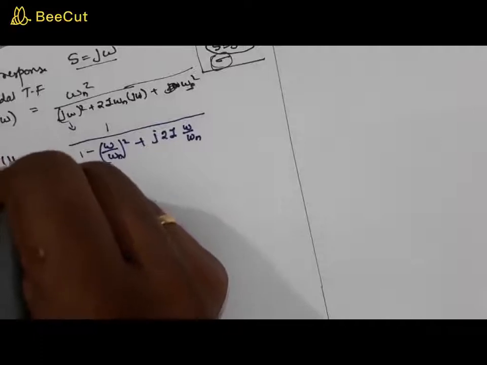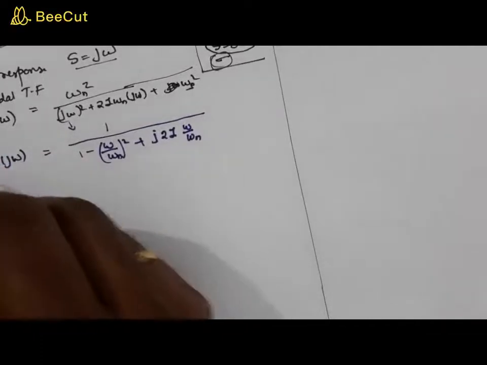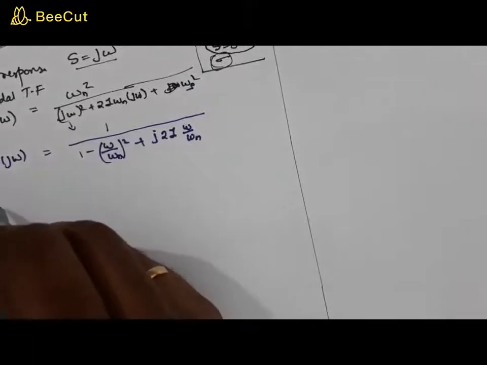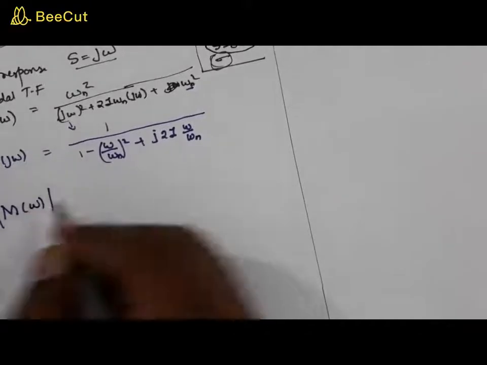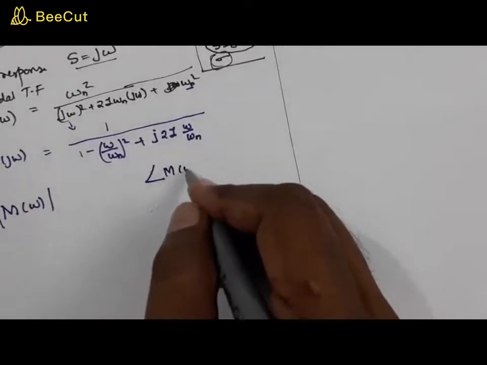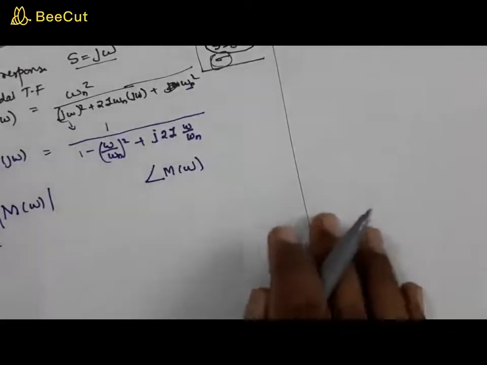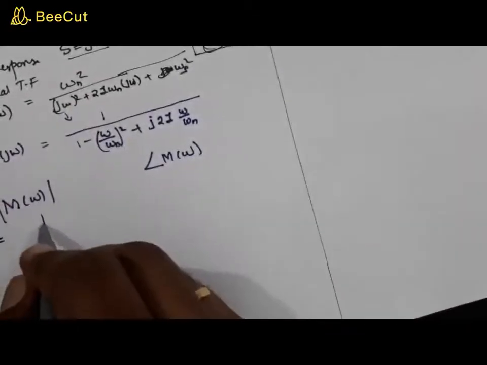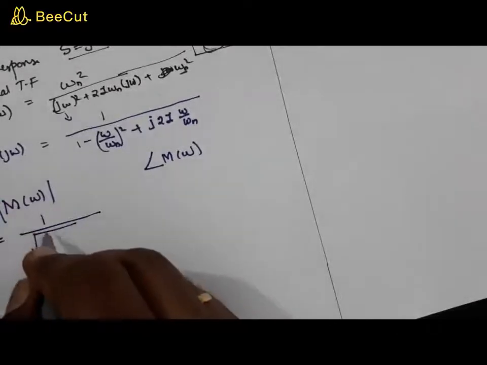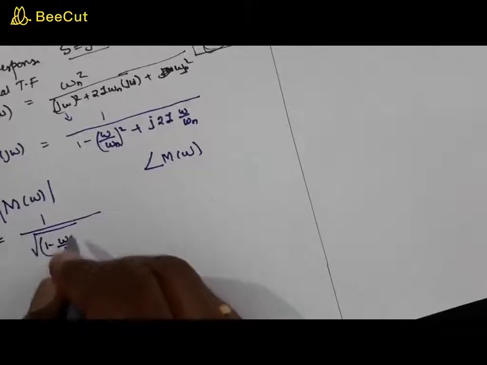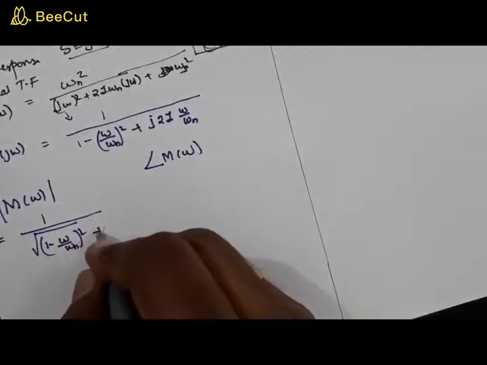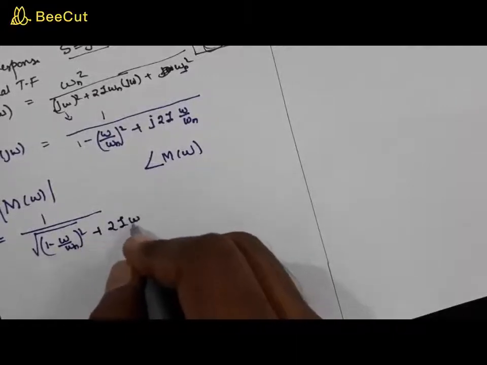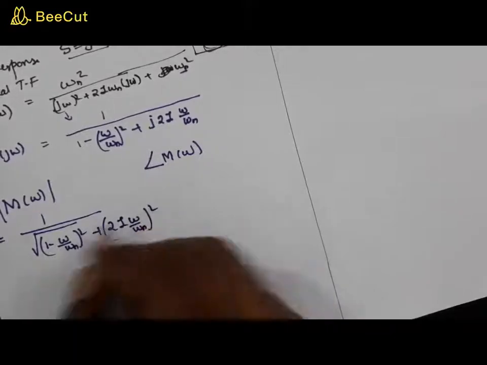Now once you get the sinusoidal transfer function M of j omega, we have seen how to get the frequency response. In order to get the frequency response, what you need is the magnitude as well as the angle of M of omega. The magnitude M of omega will be 1 by root of 1 minus omega by omega n the whole square, that is a, plus jb, so it will be root of a square plus b square, plus 2 zeta omega by omega n the whole square, right?